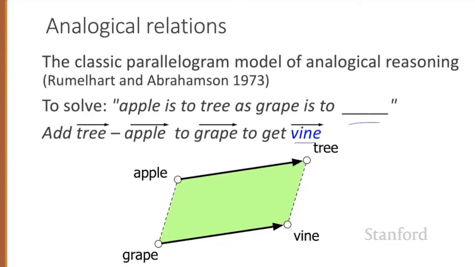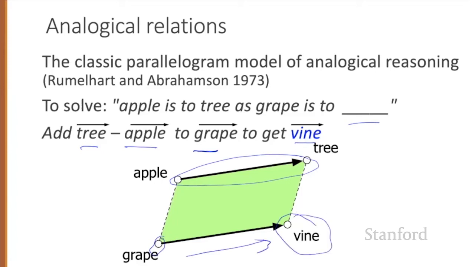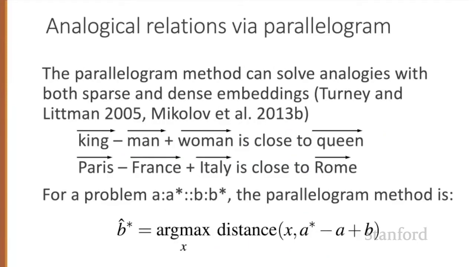In the parallelogram model, the vector from the word apple is subtracted from the word tree and added to grape to get vine. So we take this vector, add it to grape, find whatever word is in that point in space, and return that word, hoping that word is vine. The parallelogram method has been shown to solve analogies with both sparse and dense embeddings.